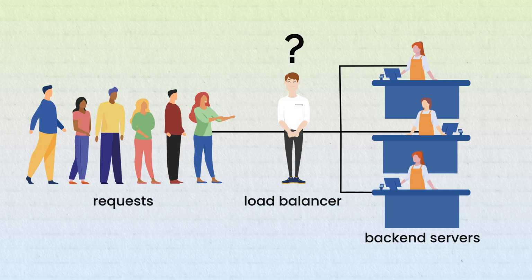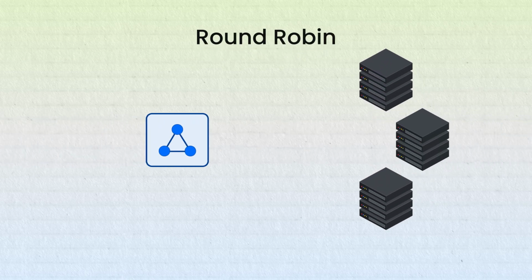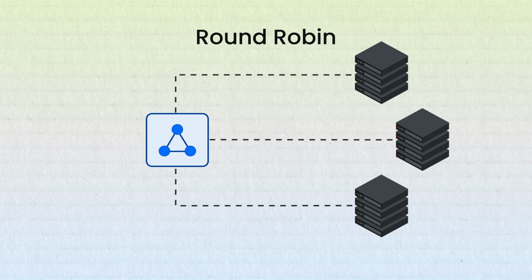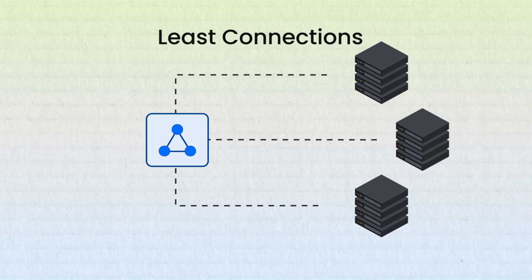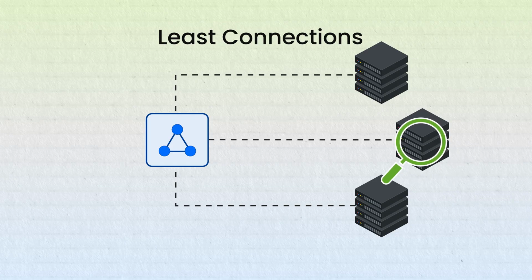How does the load balancer choose a server? That is an interesting question. How does the load balancer decide where to send each request? There are different strategies. The simplest one is called round robin. This means the load balancer sends requests one by one to each server. Simple and fair. Another strategy is least connections. This means the load balancer checks which server is currently handling the fewest active requests.